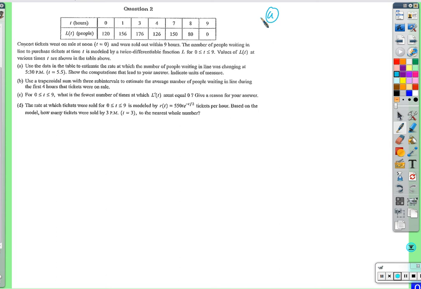So part A. This is how many people are in line at any given time, which is given in this row. If it says it's a twice differentiable function, does that mean L of t is the second derivative? No. L of t, you can take the derivative of L of t. Okay. And you can take the derivative of that.